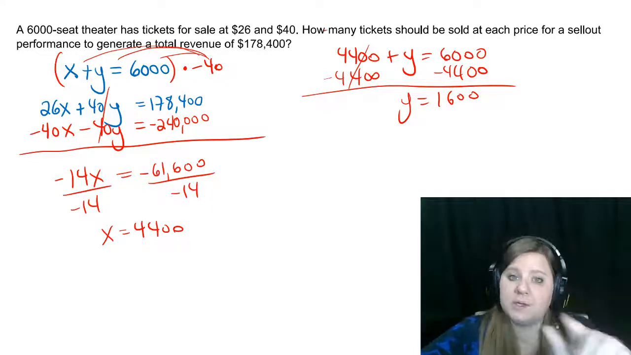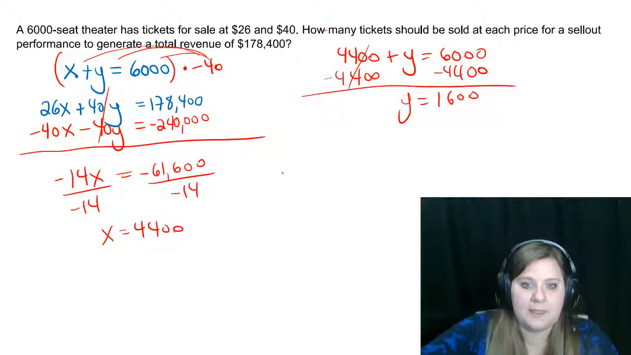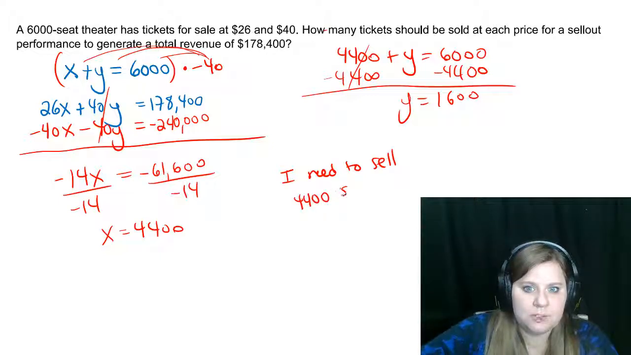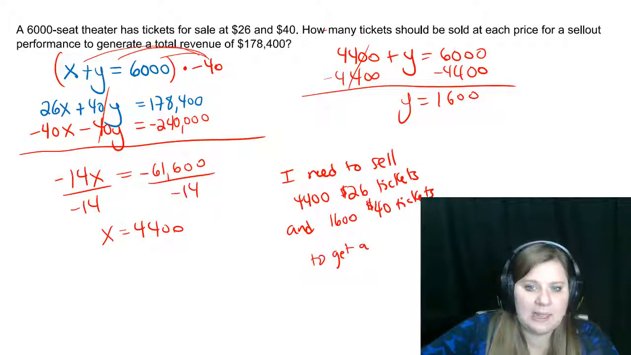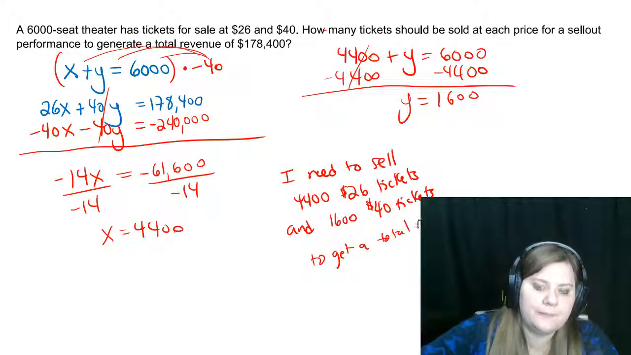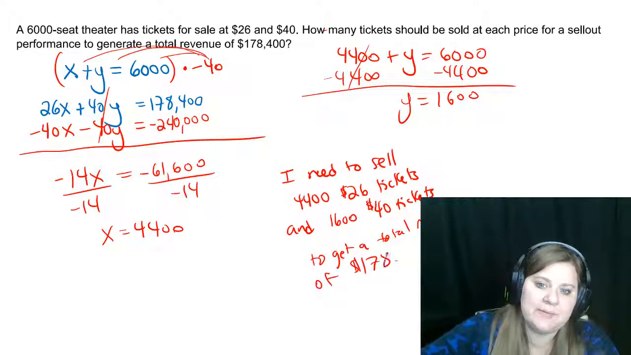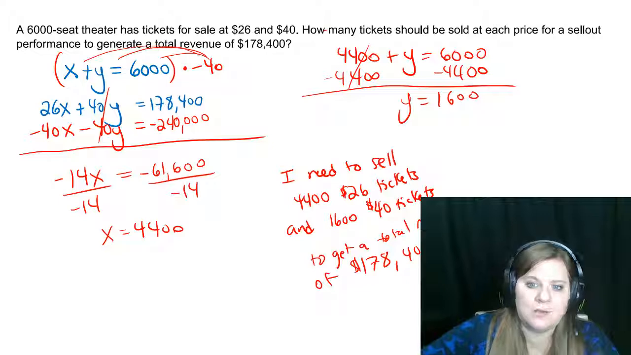Okay, so at this point we can write a sentence. I need to sell 4,400 $26 tickets and 1,600 $40 tickets to get a total revenue of $178,400.